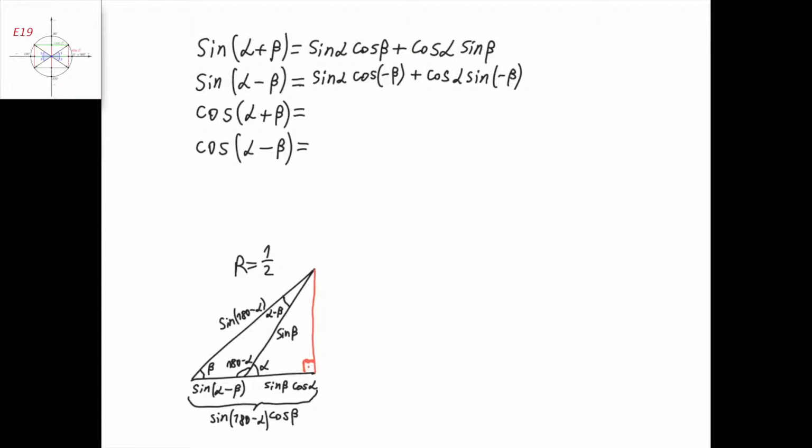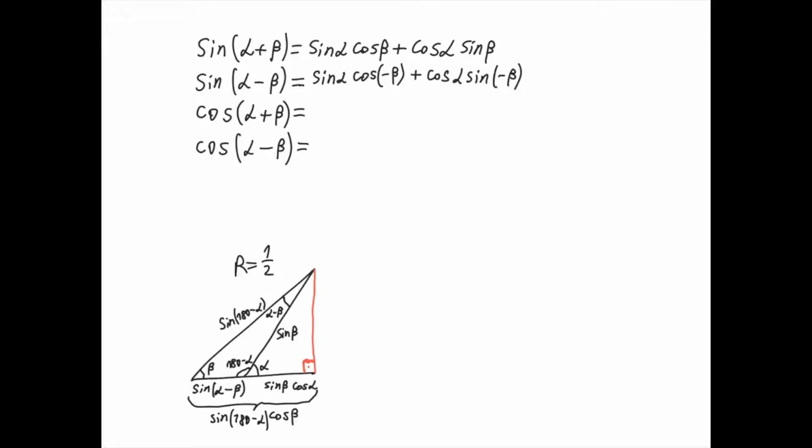But we know that cosine of minus beta equals cosine of beta, and sine of minus beta equals minus sine of beta. So we can rewrite this expression as sine of alpha cosine of beta minus cosine of alpha sine of beta. And so we got the formula for sine of alpha minus beta. You can notice that this formula and this formula only differ in two places. The plus here became a minus and the plus here became a minus.